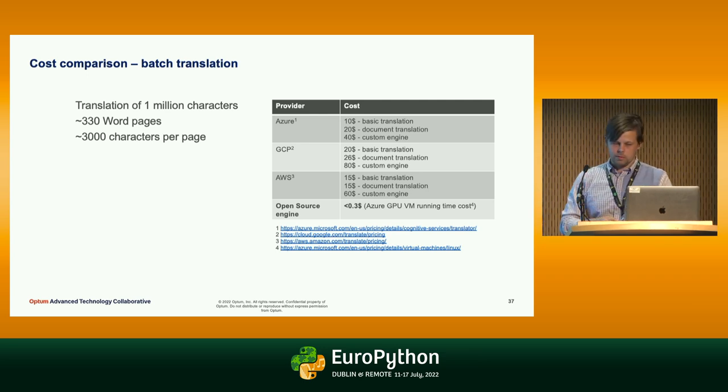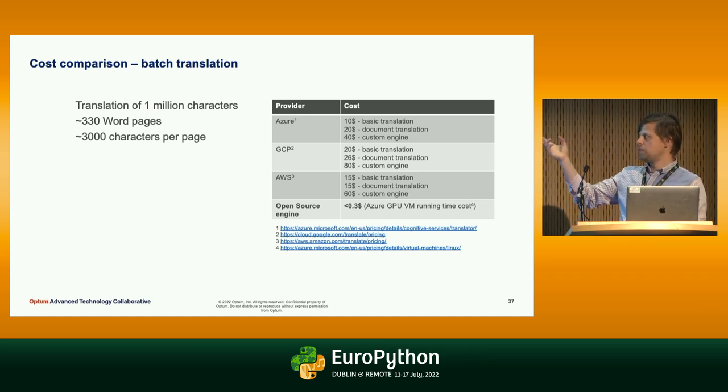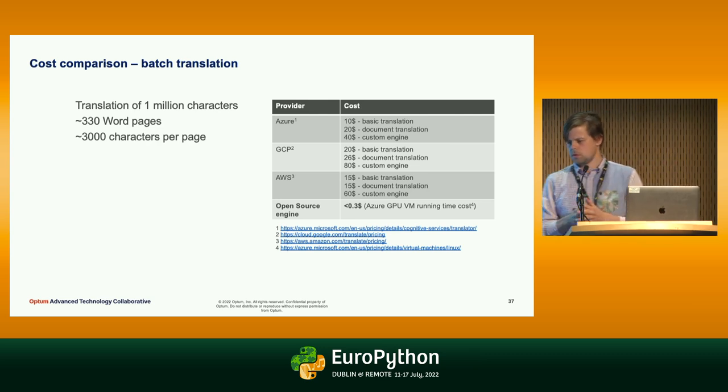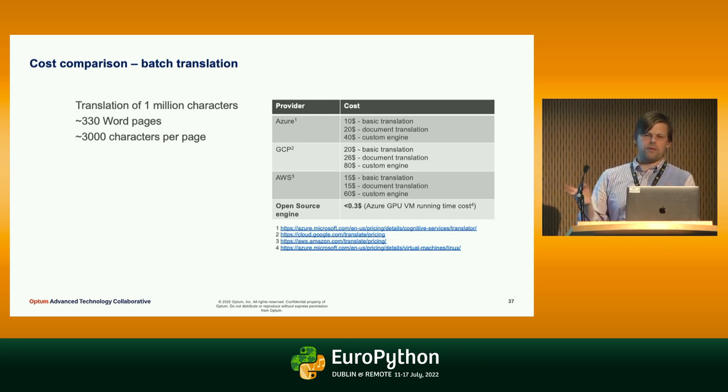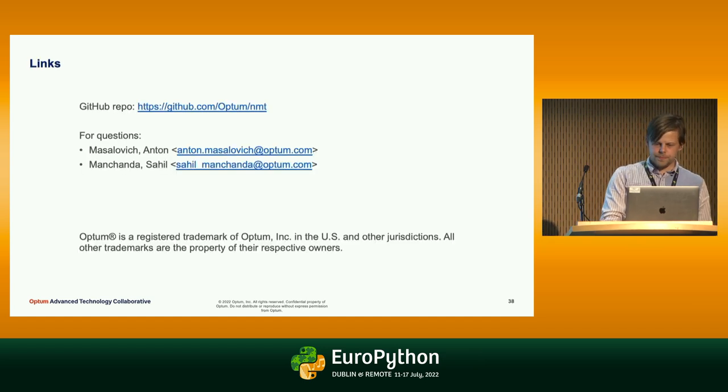And yeah, a couple of words on why we are actually doing this. One of the reasons is the cost of translation. If you want to translate 1 million characters, it's around 300 pages. In Azure, it will be around $10, in Google 20, in AWS 15. I don't know where you get these numbers, to be honest. But if you just implement the same open source engine that we saw, which has the same quality, on an Azure GPU machine, it will take around, I don't know, 5-10 minutes to translate all this data. And you just pay like 30 cents for this. So yeah, big win if you're ready to support this.